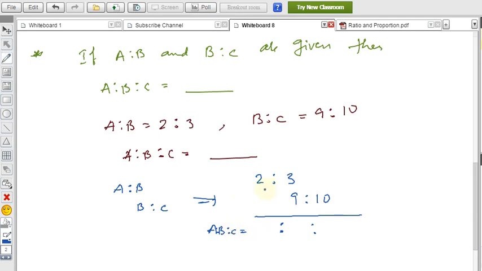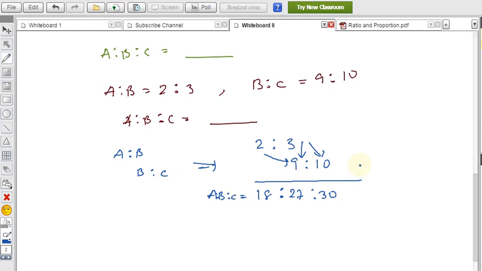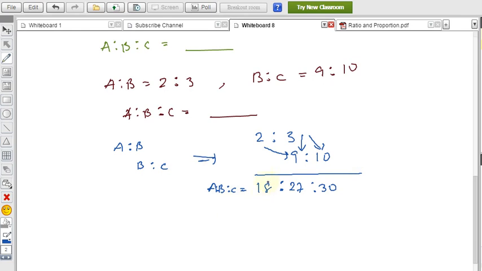A is to B is to C is equal to: 2 into 9 is 18, 3 into 9 is 27, again 3 into 10 is 30. So 18 is to 27 is to 30 is the answer. You can simplify by the 3 table: 6, 9, 10. So 6 is to 9 is to 10 is the value of A is to B is to C.